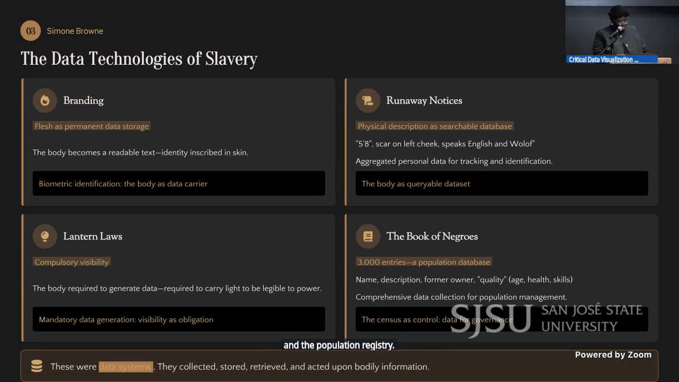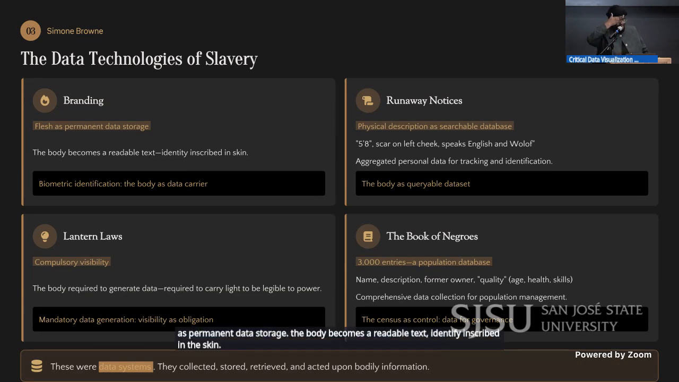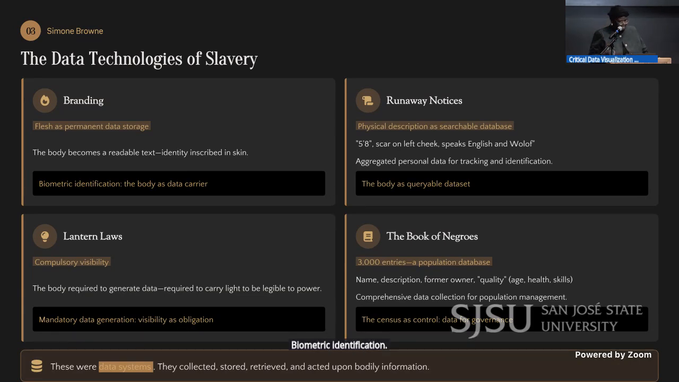Branding, which is flesh as permanent data storage. The body becomes a readable text, identified, inscribed in the skin. Biometric identification, the body as a type of data carrier. Runaway notices, physical descriptions as searchable databases: 5'8", scar on left cheek, speaks English and Wolof. Aggregated personal data for tracking and identification, the body as a queryable data set.